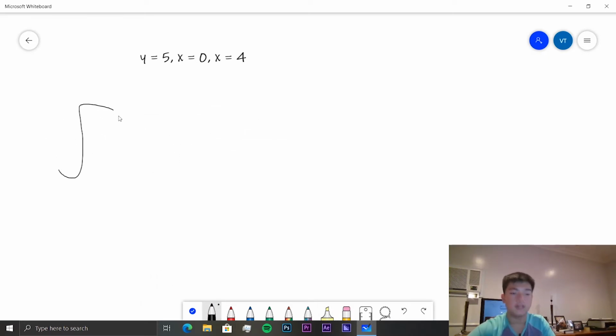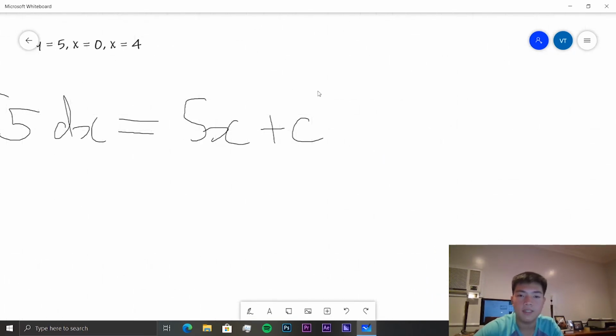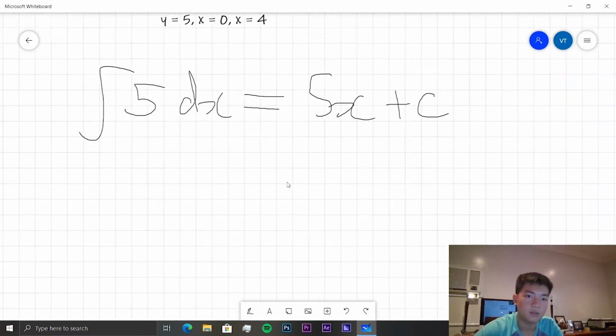But if we integrate this, oh, and normally, of course, when we get the area, we're referring to the area bounded under the curve by the two side limits, the curve itself and the x-axis. So if we're integrating 5 dx, this will be equal to 5x plus c. But you'll notice for definite integrals, we can ignore this plus c, and here's why.